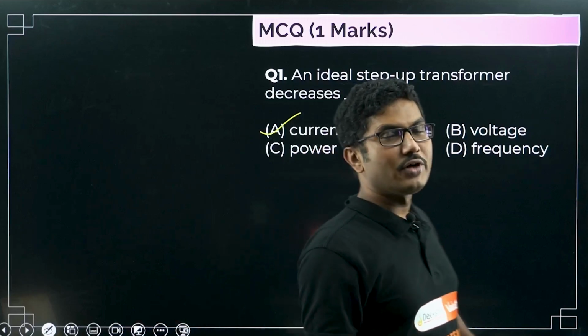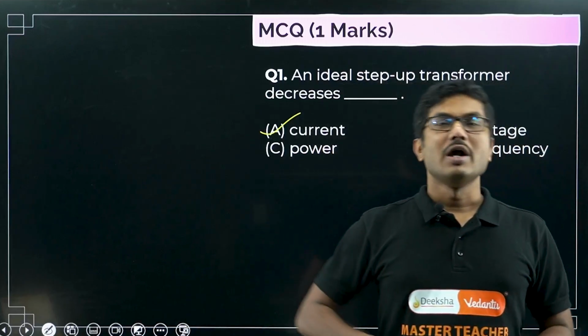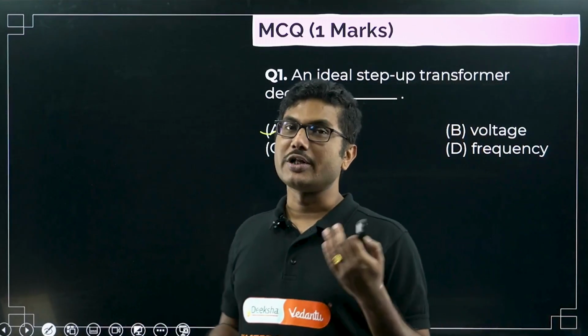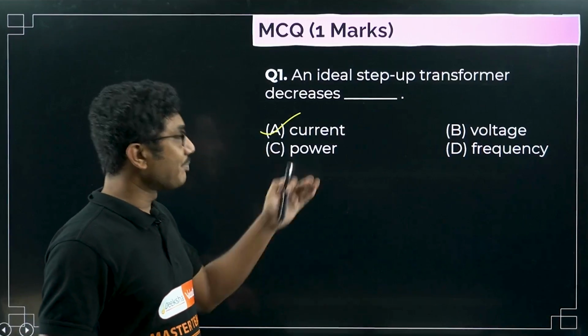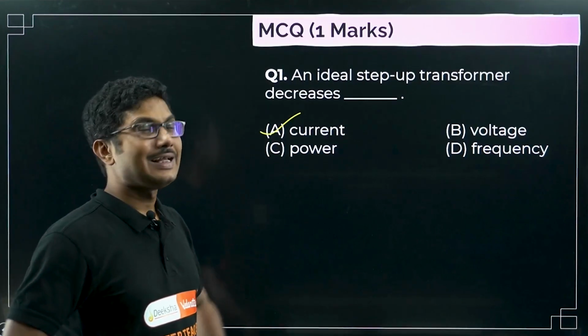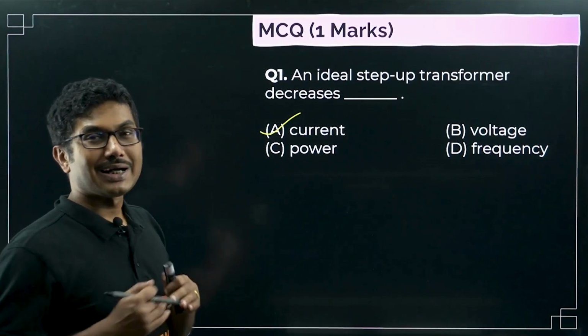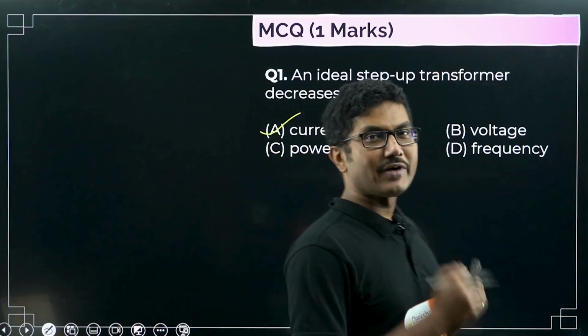If you increase the voltage, current will decrease. If you increase the current, voltage will decrease, like that. So in a step up transformer, current decreases; in a step down transformer, current increases, and vice versa.